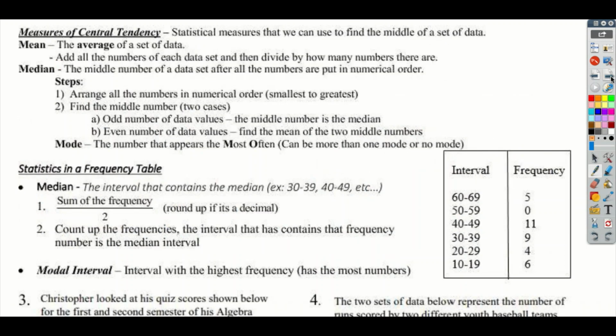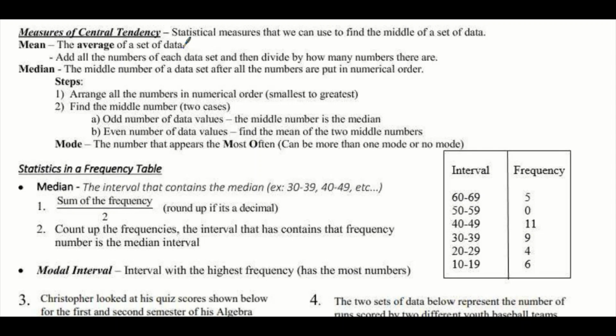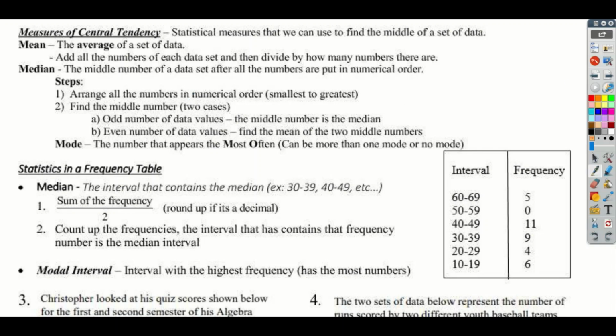All right. So measures of central tendency, if you remember, is mean, median, and mode. So mean is the average. You add up all the numbers, divide by the number there are. The median is the number that's in the middle. So for the median, you would normally arrange them in order, from smallest to greatest, okay? And then find the number in the middle. If there is one number in the middle, it's the median. If there's two numbers, the average of those two numbers is the median. And the mode is the number that appears the most often.